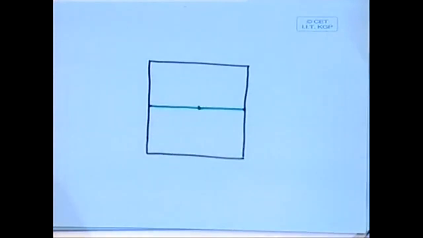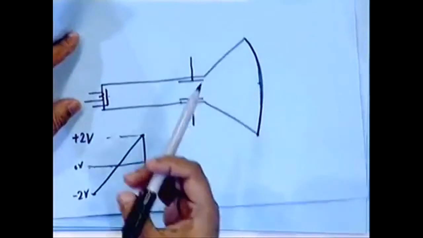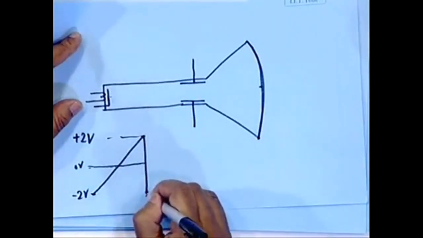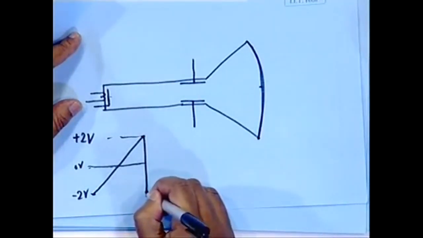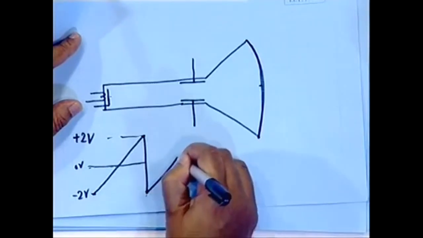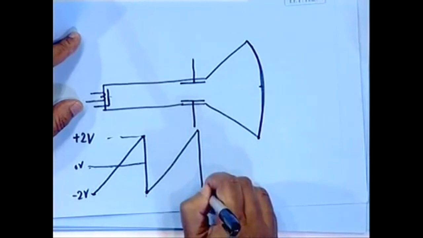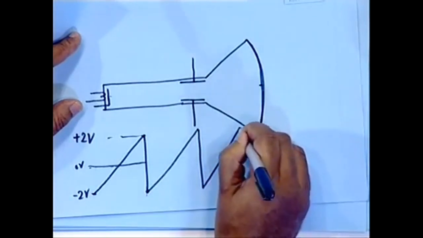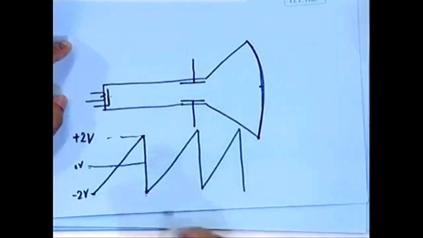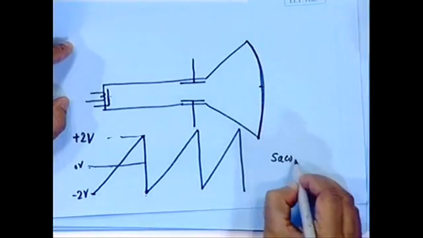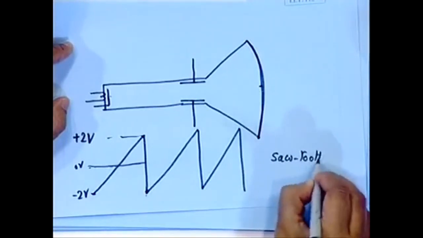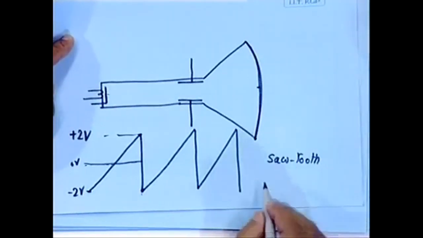And if we have a waveform that goes like this continuously, that means after it reaches plus 2 volts, it is suddenly brought back to minus 2 volts, and then once again it increases linearly from minus 2 volts to plus 2 volts, then again a drop like this, then again like this. Can you see that this waveform that we are drawing looks like a sawtooth? So, we call this a sawtooth voltage.